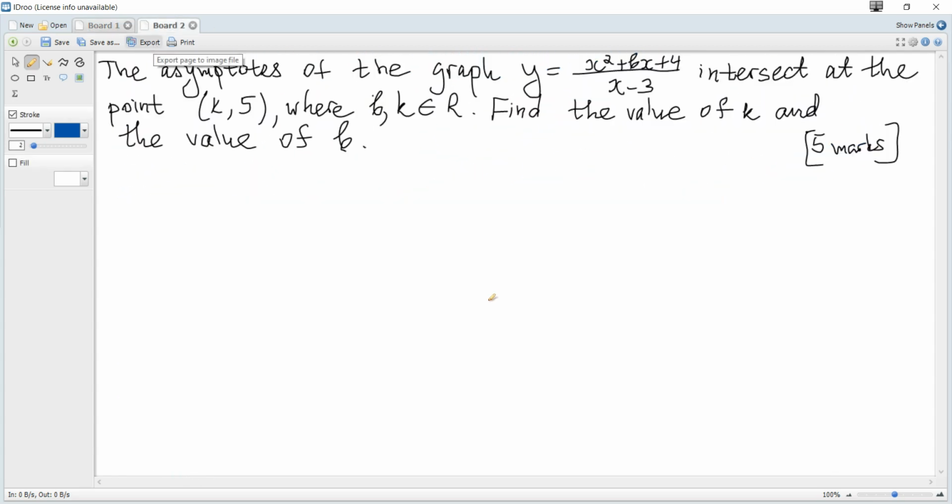Another example. The asymptotes of the graph y intersect at the point (k, 5), where b and k are real. Find the value of k and the value of b. So we can see that when x minus 3 is 0, we get vertical asymptote, so x is 3 is vertical asymptote. It means when x tends to 3, y tends to plus or minus infinity.